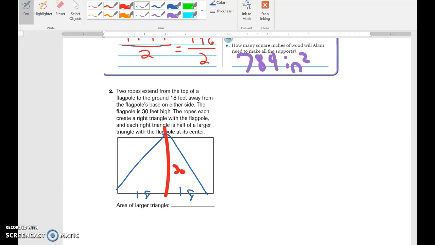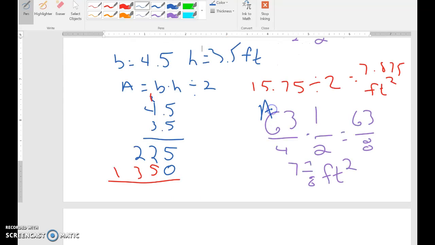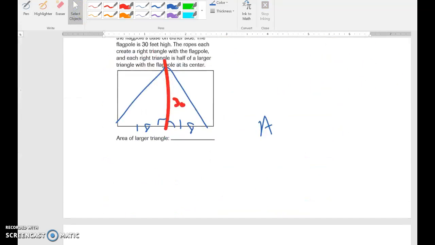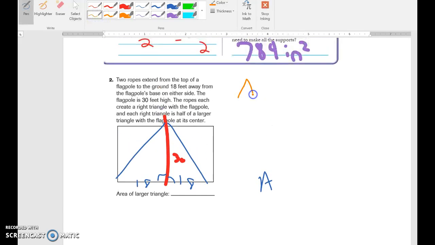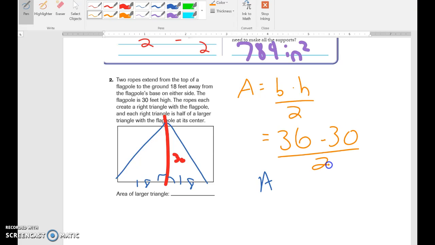Now, the ropes each create a right triangle with the flagpole, right? Which only works if the flagpole is straight. Then we're creating a right triangle here, right, on each side. And each right triangle is half of a larger triangle with the flagpole at its center, okay? So to find the area of the giant triangle, we could do it in 2 pieces and glue it together, but why would we? We just need area, area equals base times height divided by 2. The base is 36. How did you get the number 36? Well, it's 18 here and it's 18 here times 30, all divided by 2, right?